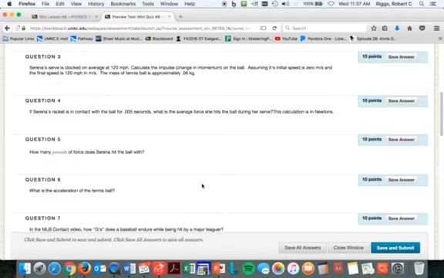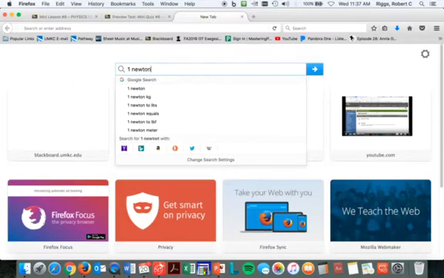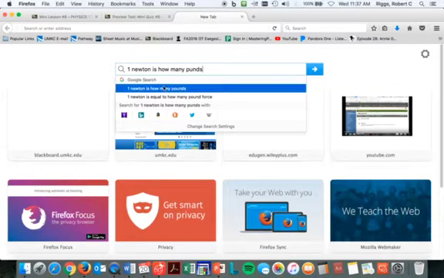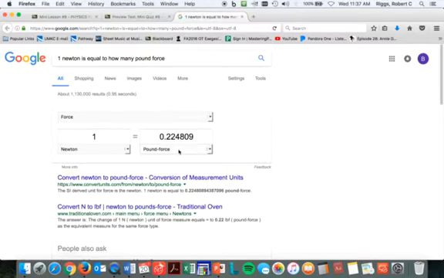Or did I throw it away? Dang, I threw my notes away on this. Can't believe I did that. All right, well, I'll show you. 1 newton is how many pounds? So you're going to multiply by 0.22489. And that'll give you the pounds of force. It'll bring it down quite a bit.